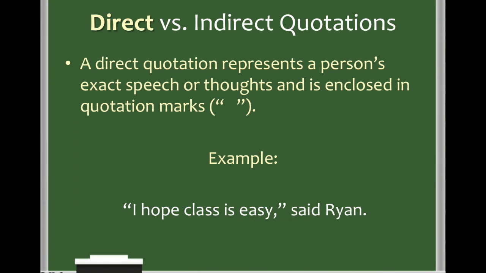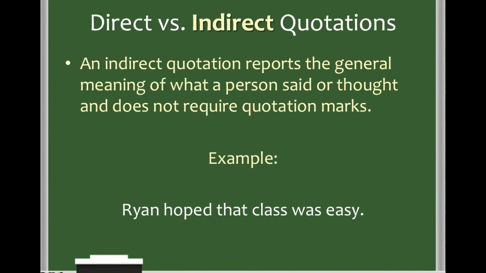Just like there's direct quotations, there's also indirect quotations. And indirect quotations are really about a general thought or piece of dialogue from a person. So it's not actually reflecting what they said out loud. It's just letting us know that it does not require quotation marks because it was not actually stated out loud. So in the example, Ryan hoped that class was easy. That's letting us know what Ryan's hope was, but he did not actually say that out loud. So that's the difference between direct and indirect quotations.